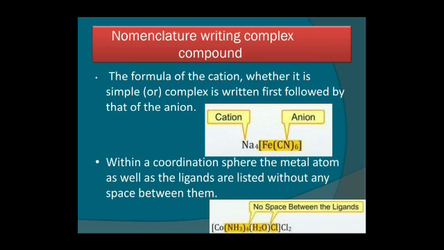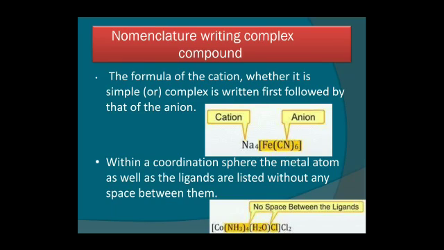Number 1: if the compound is ionic, the name of the cation appears first, then the anion is named last. If we are writing the name of any compound, first we write the cation, then the anion. What are cations? Cations have a positive charge, generally they are metals. In other words, the formula of the cation, whether simple or complex, is written first, followed by that of the anion.